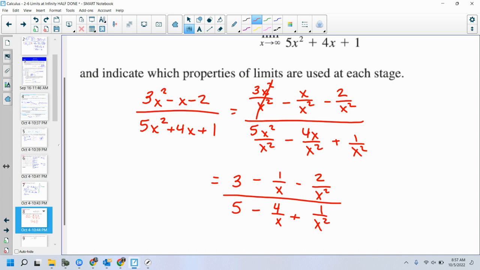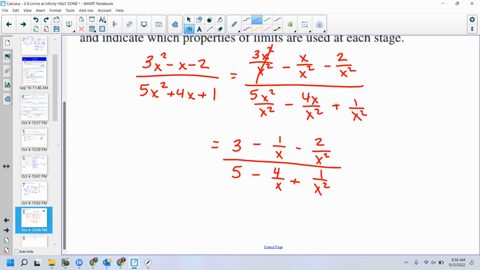Okay, now can I do direct substitution? Now does plugging in infinity actually mean something? Well, let's see. Okay, do I do anything to 3 and 5? No. This would be 3 minus 1 over infinity minus 2 over infinity squared, over 5 minus 4 over infinity plus 1 over infinity squared.